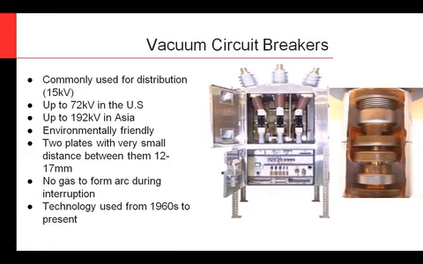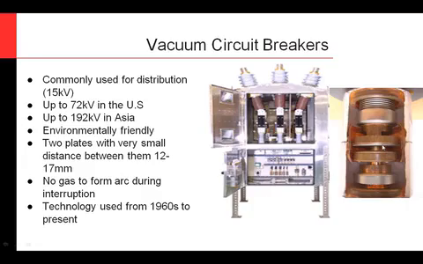So let's talk about the different types of circuit breakers out there. One of the most common types, especially for distribution voltages, is your vacuum circuit breaker. Now recently, these circuit breakers have increased up to about 72 kV in a dead tank design in the US, and in a live tank design, you'll see up to 192 kV over in Asia. One of the reasons that they're trying to increase the voltage here is, of course, these are a lot more environmentally friendly. But generally, in the U.S., you'll see them just for distribution around 15 kV or so.